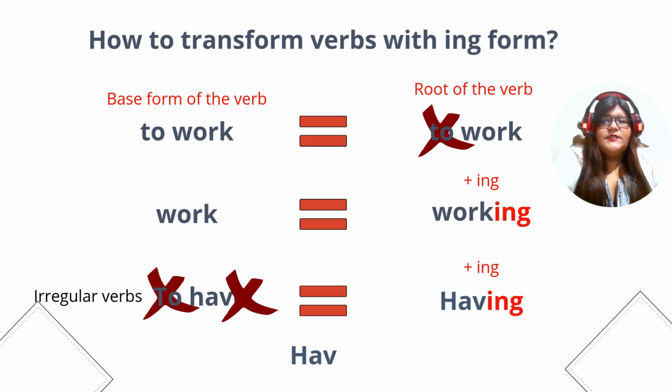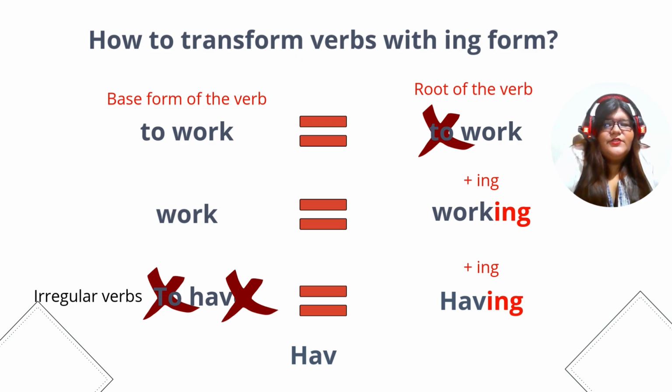First, guys, let's see how to transform verbs in ing form. This is really important or you'll be lost, so pay attention in this part. Okay, we have the base form of the verb or the infinitive verb, right? To work. But we will take the root of the verb. In this case, we will drop the to and we have the root work, right? Work, you see? And we will just add ing, working.